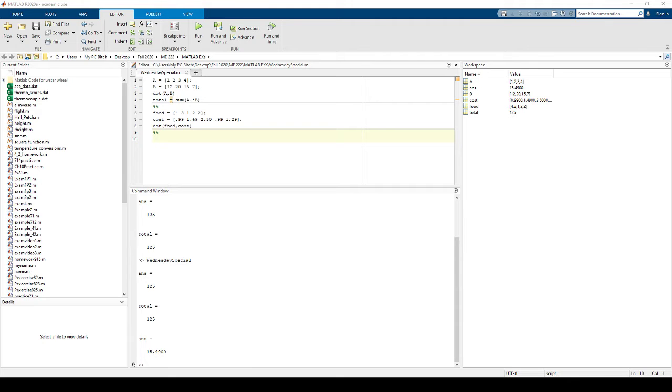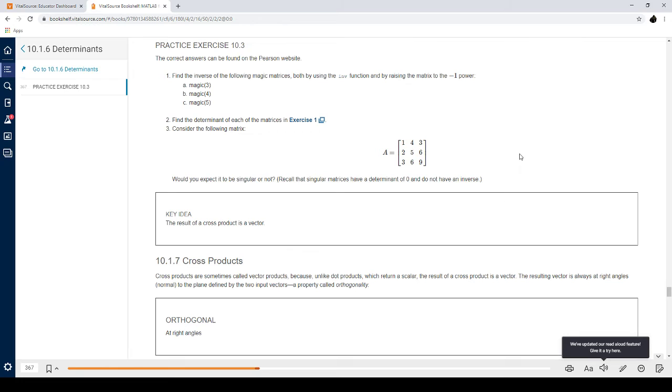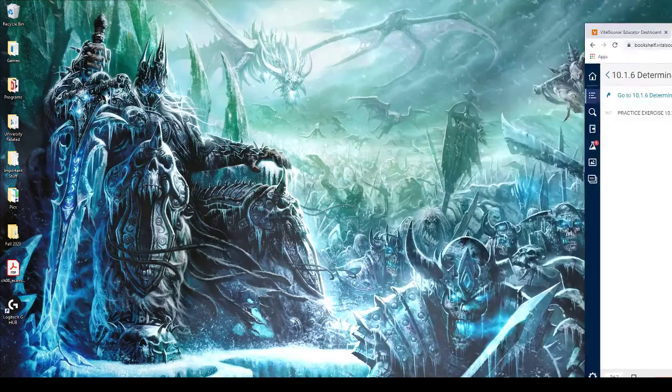determinants. So this is our next section right here. So it is practice exercise 10.3. Find the inverse of the following magic matrices, both by using inverse and by raising it to the -1 power to check your answer. So we're going to do magic A, 3, 4, and 5 for the first one.